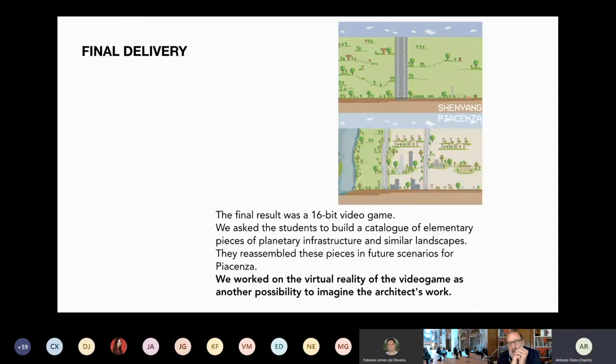The final result of this work was a video game. We asked the students to build a catalog of elementary pieces of planetary infrastructure and similar landscapes, and to make an assemblage of these pieces, imagining future scenarios for Piacenza. In this way, we used the virtual reality of video games as another possibility to imagine the architect's work. We tried to start from the reality of Piacenza, a planetary city, and develop a sort of video game, moving this reality into the imaginary space of the ruins in the video games.